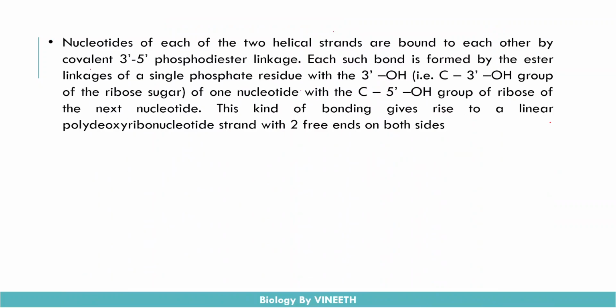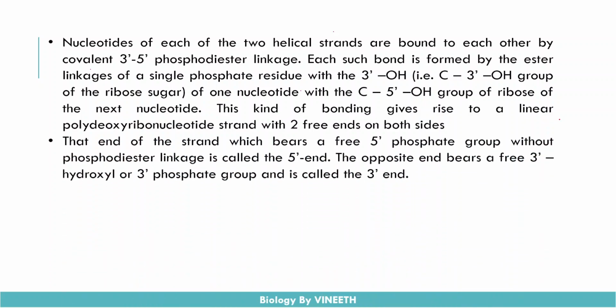And that is how the nucleotide bases are linked to one another. Okay, so this is about the actual formation of the single nucleotide strand, and I've said it to you already. So the end of the strand which bears the 5 prime phosphate group without phosphodiester linkage is called the 5 prime end, and the opposite end bears a free 3 prime hydroxyl group.